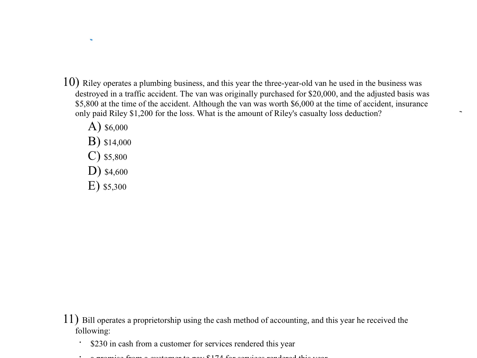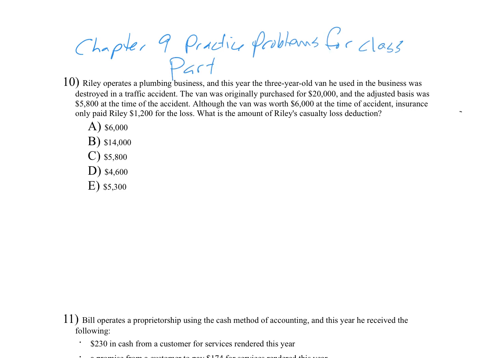Right, so this is Chapter 9, practice problems for class, Part 2. Okay, so here we are, number 10.